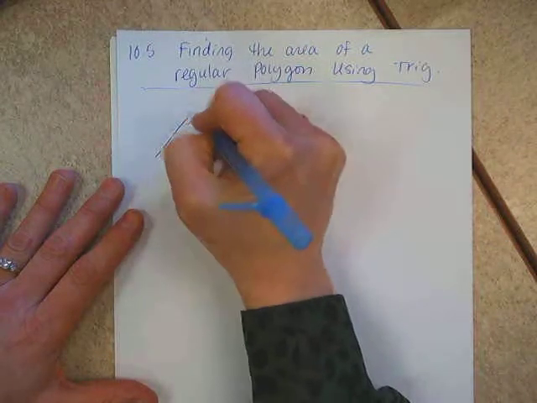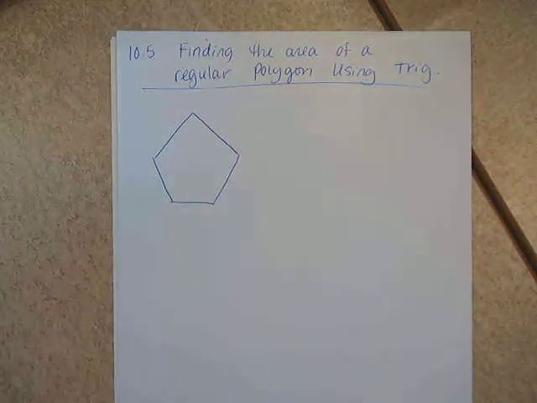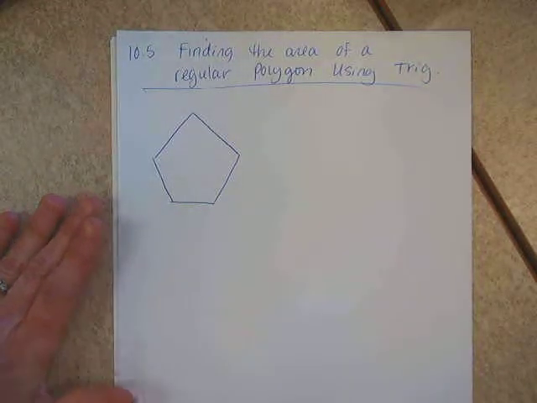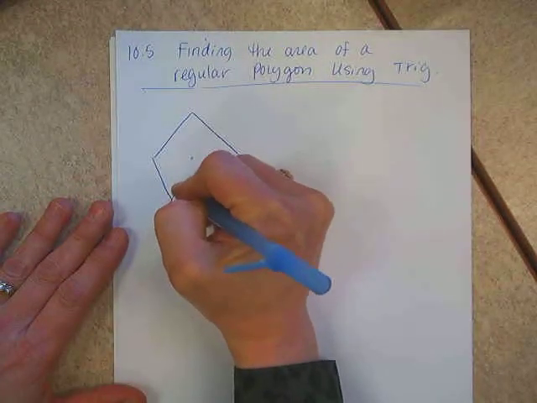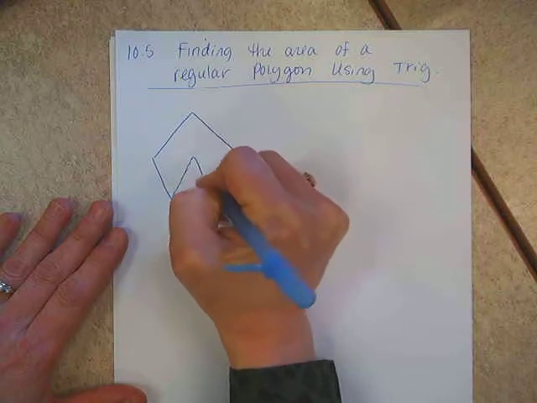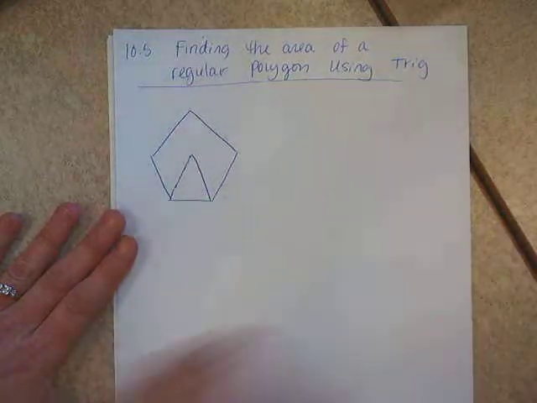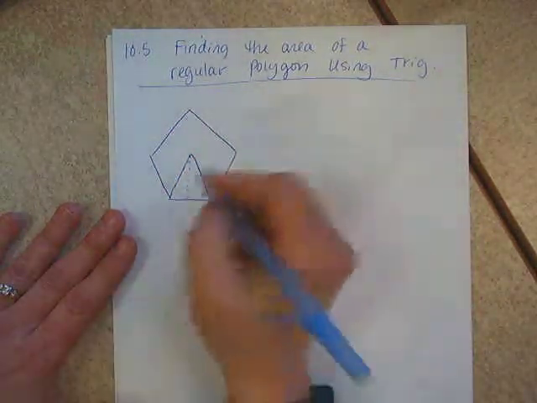And the first example we're going to look at is a regular pentagon. Now keep in mind, these formulas that you're learning only work for regular polygons, not the ones that have various side lengths. So we're still going to be looking at that one triangle in the middle, and we're still going to need the apothem.